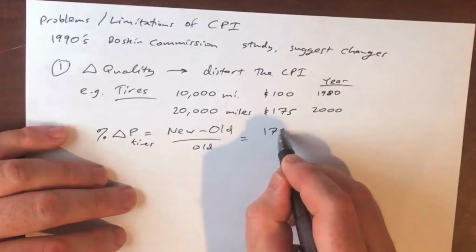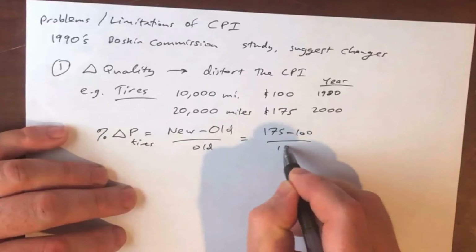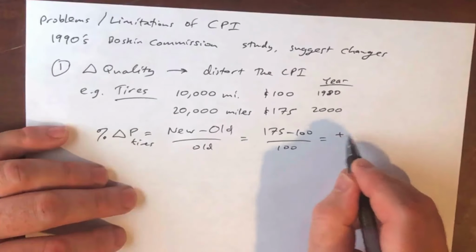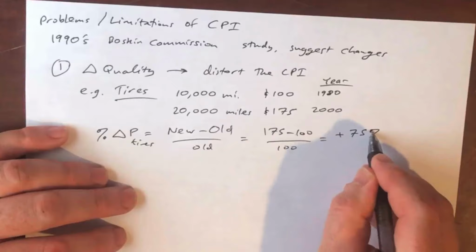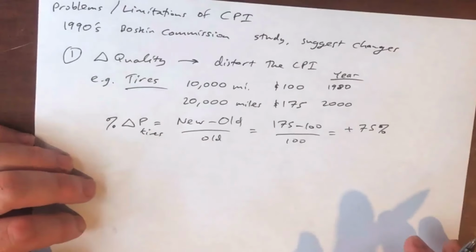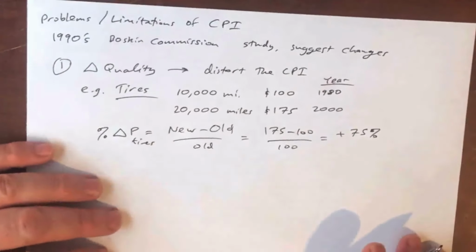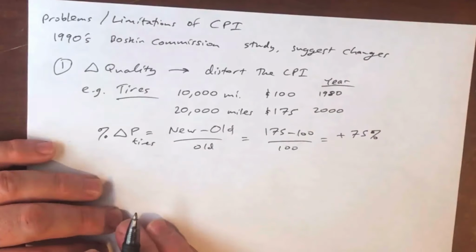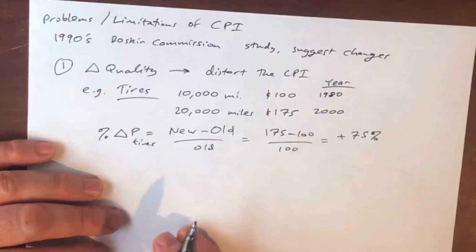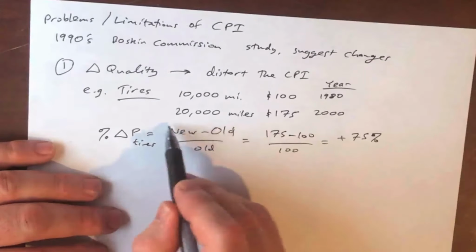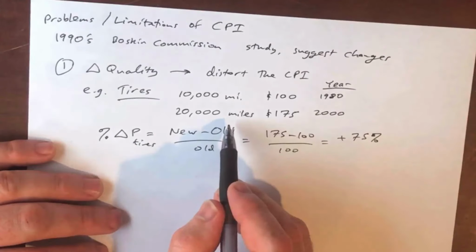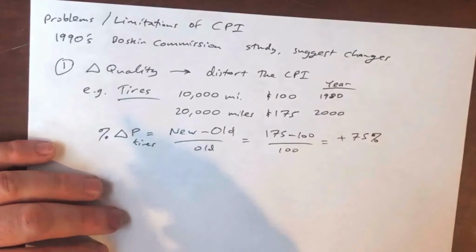So 175 minus 100 over 100. What's happened here is the price has increased by 75%, right? But the tires are better than they were before. Look at this, they last twice as long. So you have to buy the tires like half as often as you had to before.